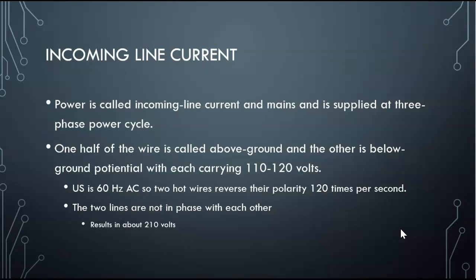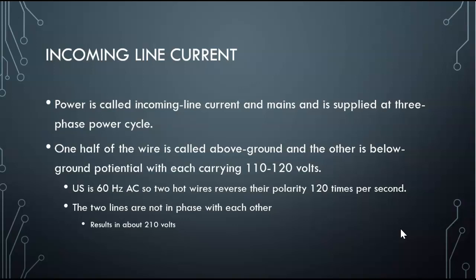So incoming line current, let's talk about this. Power is called incoming line current, and mains, and is supplied at 3-phase power cycle. Awkward sentence. One half of the wire is called above ground, and the other is below ground potential, with each varying 110 to 120 volts.